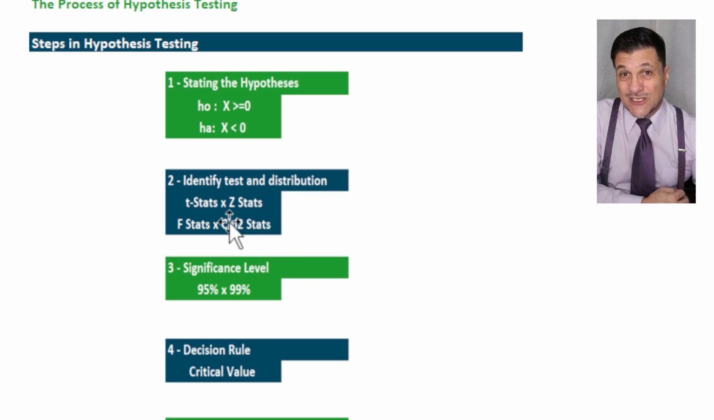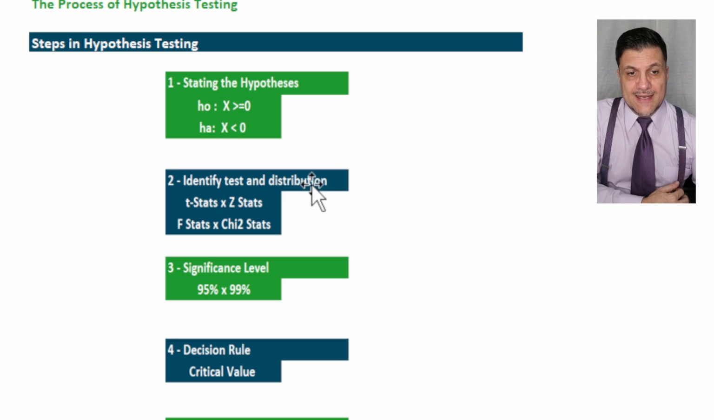Stats stands for test. Chi-square test stats. What is the distribution? I can use any one of those four distributions depending on what I'm trying to do here. If it's expected value, I'm most likely going to use the t distribution. We usually don't use the normal distribution on those tests. Or if it's a variance test, I can use F or chi.